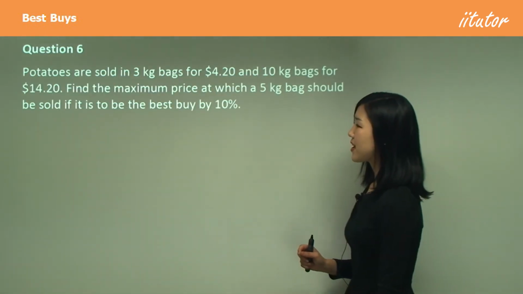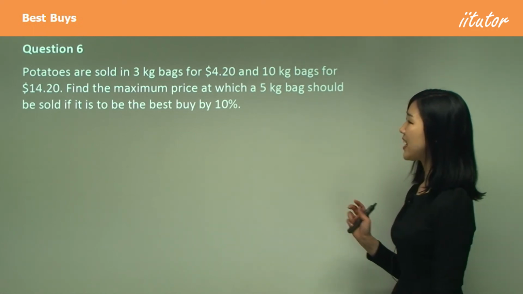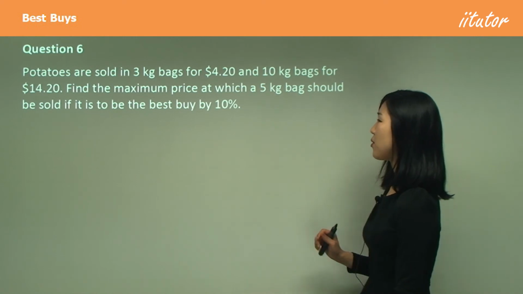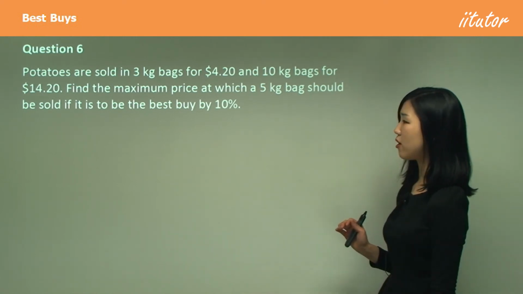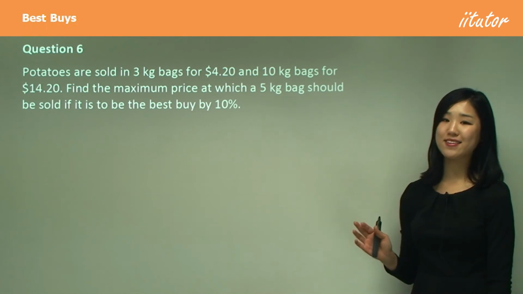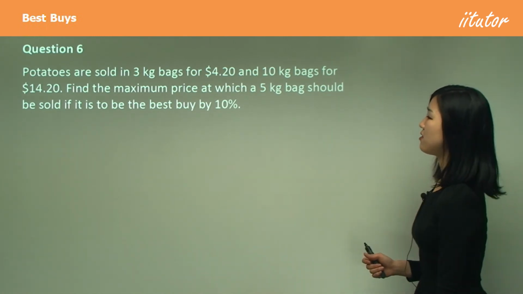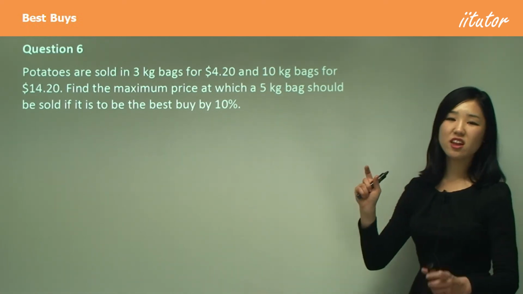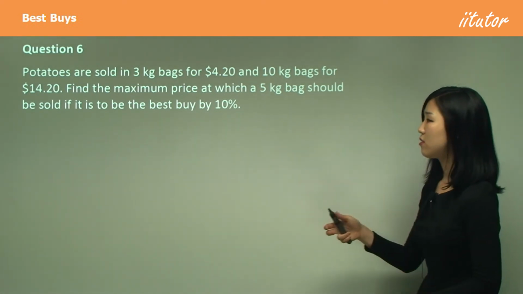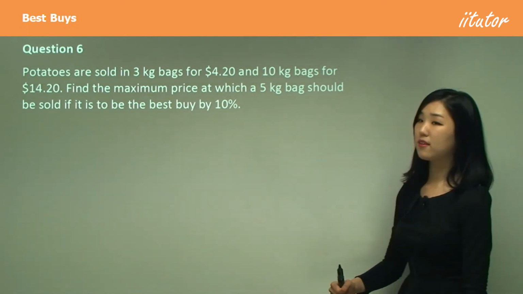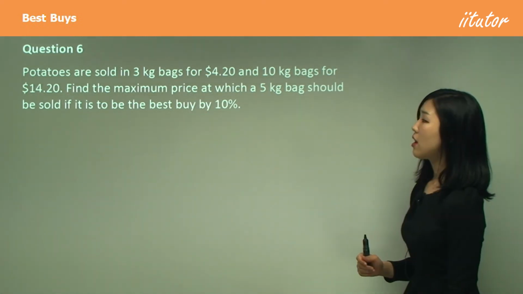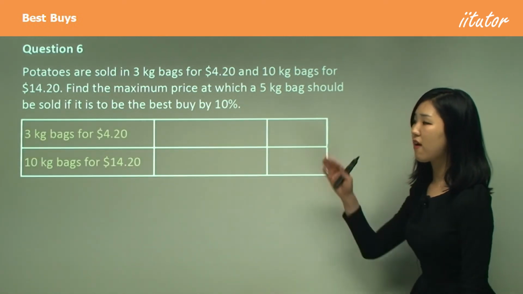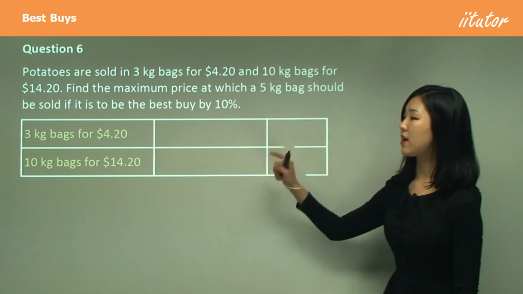Potatoes are sold in 3 kilogram bags for $4.20 and 10 kilogram bags for $14.20. Find the maximum price at which a 5 kilogram bag should be sold to be the best buy by 10%. So let's see what we're going to be doing. Now we're looking at potatoes, and you can see that they're not just sold per kilogram. This one is sold in 3 kilogram bags and 10 kilogram bags. Now we want to find the cost of the 5 kilogram bag. So what I'm going to do is find the cost of 1 kilogram for each of these.